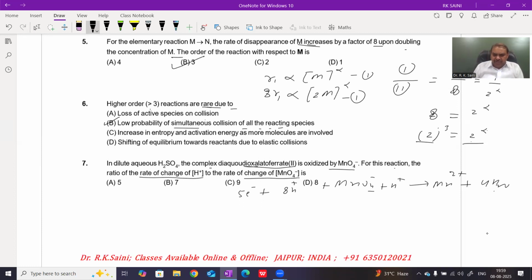And for balancing the charge, we add electrons. And now we check the rate of disappearance of H plus relative to the rate of disappearance of MnO4 minus. So here we write the rate of disappearance of H plus to the rate of disappearance of permanganate ion is 8:1. The stoichiometric coefficient of H plus is 8 and the permanganate is 1, and hence option D.